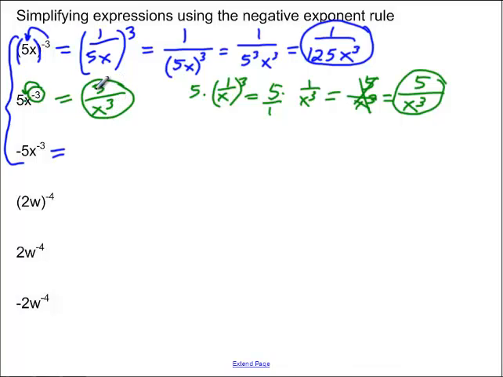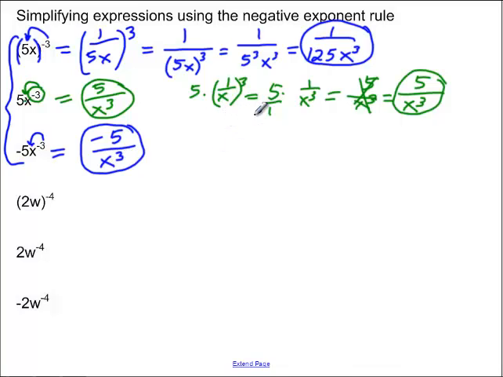Well, if this was 5, and this became 5 over here, this is negative 5, would stay negative 5 here, and this x to the negative third power, again, here's our exponent, working on the base of just x, becomes x to the third power on the denominator. So that negative 5 times x to the negative third power becomes negative 5 over x to the third power.